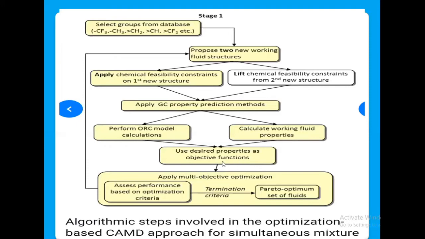Then apply multiple objective optimization of these functions. Now you are going to assess the performance of that molecule, the structure design of that molecule. Assess performance based on optimization criteria, then termination criteria, and the Pareto optimum set of fluids is finally selected. And you are going to take them into the CAMD database, and you can analyze it in silico. These are all the algorithm steps used here in stage 1.